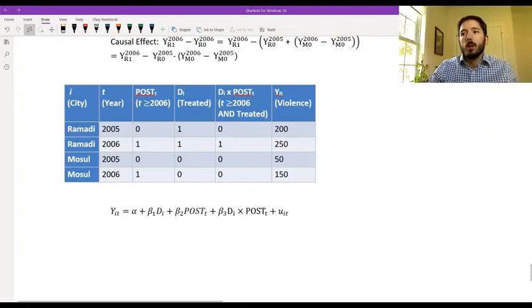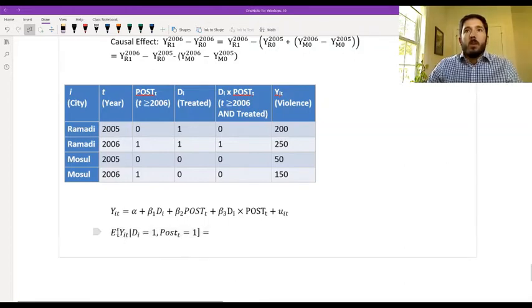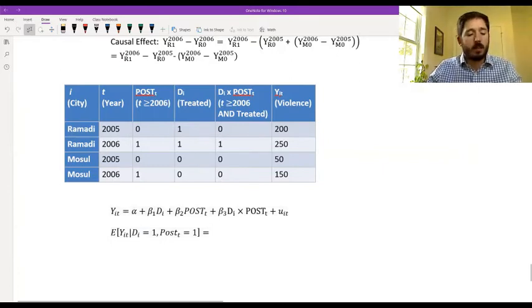So let's start by thinking about the expected value for the treated group in the post period. What is this going to look like if we apply this conditional expectation to this guy here? Well, alpha is always alpha, that's just a constant. D_i is 1, so we're going to get a beta 1. Post is also 1, so we're going to get a beta 2. And since they're both 1, 1 times 1 is going to give us a 1 there. So we're going to get beta 1 plus beta 2 plus beta 3.